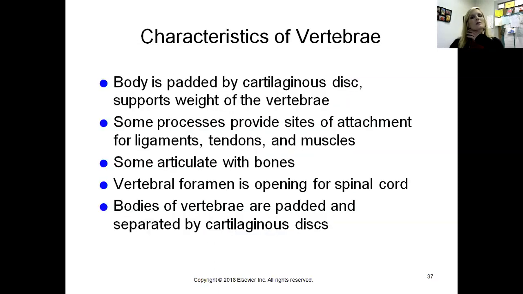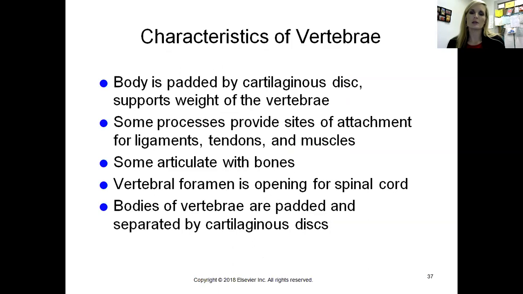All right, so the body is padded by these cartilaginous discs, which support the weight of the vertebrae. Some processes provide sites of attachment for things like ligaments, tendons, and muscles. Some are going to articulate with other bones. Like I mentioned with the thoracic vertebrae, all of our ribs are going to attach at those backbones of our upper back. So we'll see that. And again, articulation just means forms a joint with, so connects with.